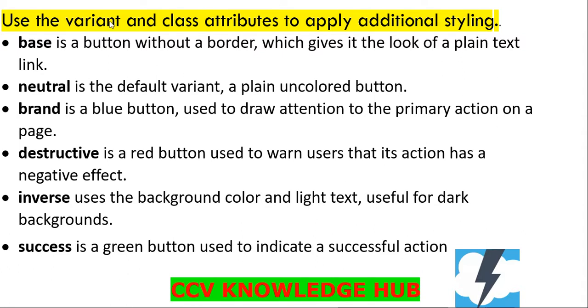If you give variant equal to neutral, it's the default variant, a plain uncolored button. If you give brand, it is a blue button used to draw attention to the primary action on the page. And destructive is a red button used to warn users that the action has a negative effect.